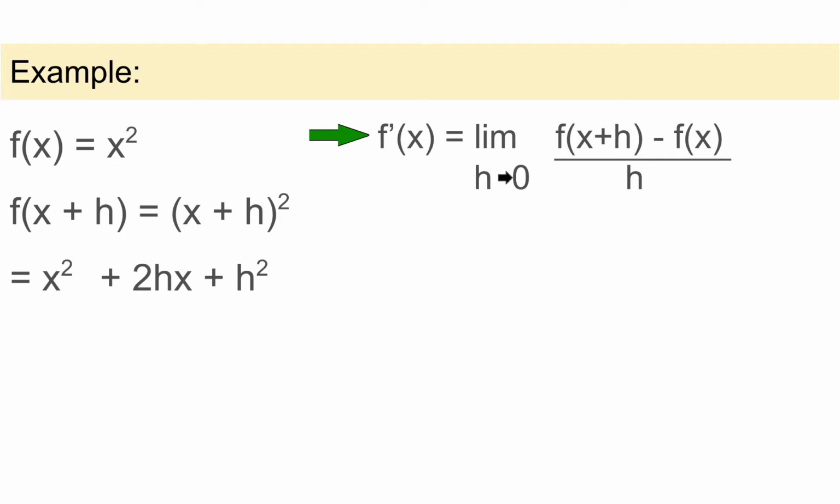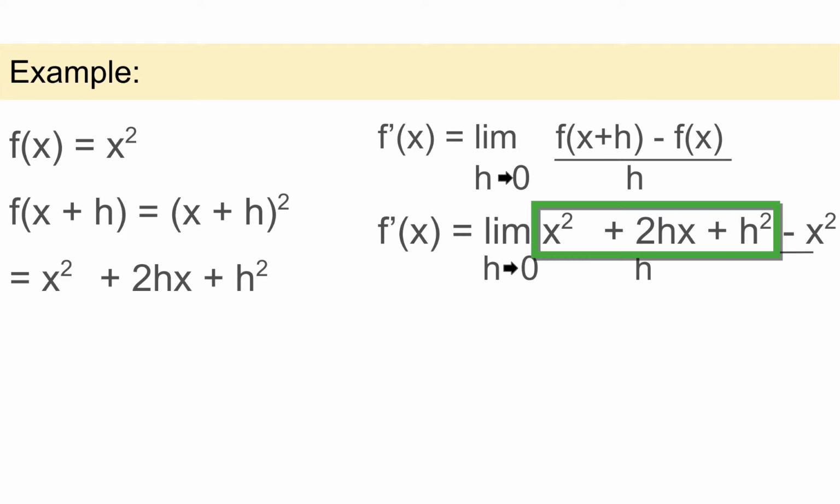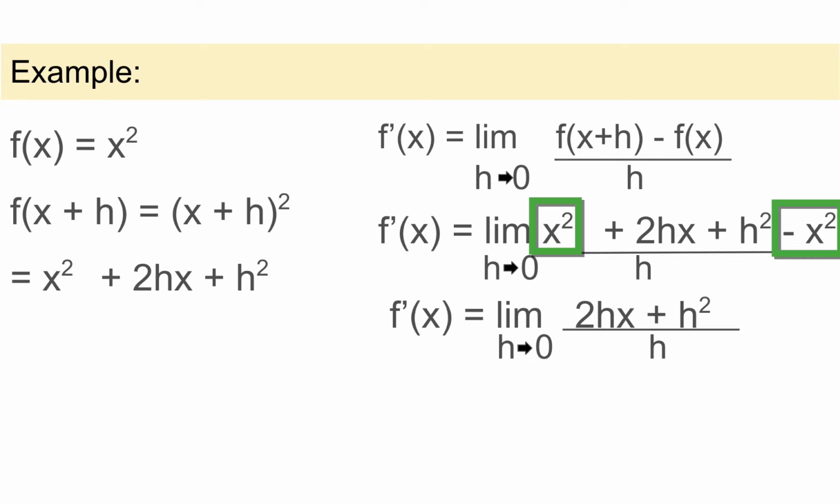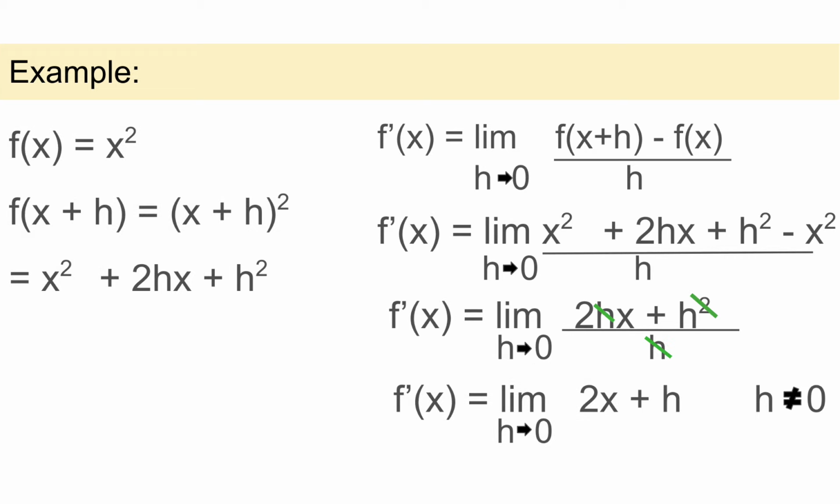Here is the formula that we use. We substitute in f(x plus h) and f(x), and we get this. If we simplify by collecting like terms, we end up with this expression. We can simplify the fraction by dividing the numerator and the denominator by h, which we can do as h is not equal to 0. If h was equal to 0, this step would be invalid.